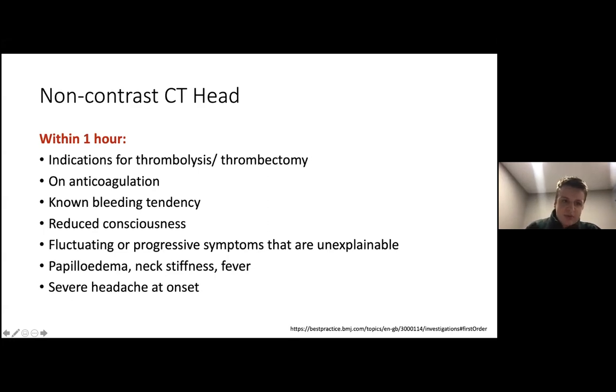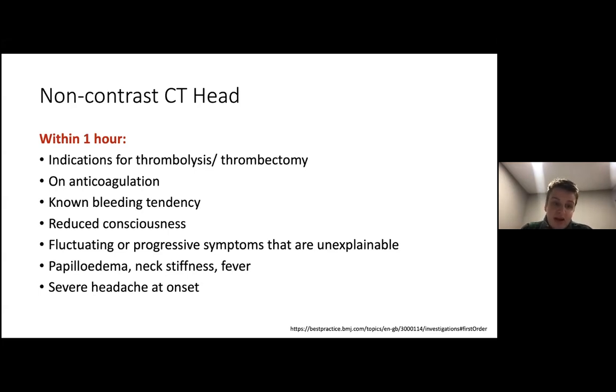Okay, so non-contrast CT head. If you have any of these points, the BMJ Best Practice suggests that you should really be getting your CT head within 1 hour. So, indications for thrombolysis or thrombectomy, so that treatment of the stroke can happen, you'll want to get your scanning early.